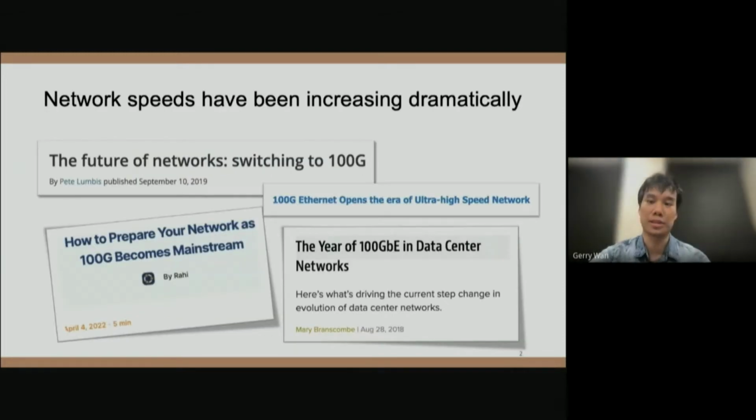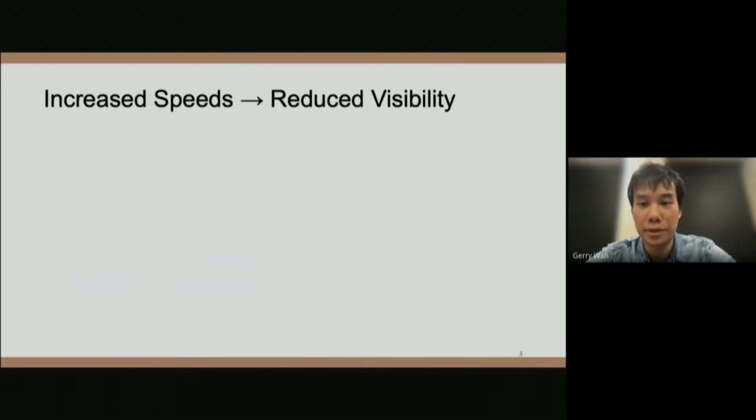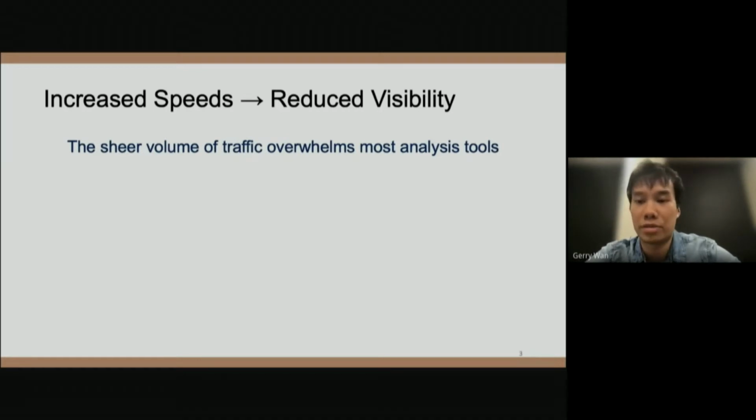So over the years, network speeds have been increasing dramatically. Today, it's common to see 100 gigabit per second networks, and even faster line rates are coming soon. However, while production network speeds have gone up, network monitoring and measurement tools haven't kept pace. The sheer volume of traffic from a 100 gig link overwhelms most analysis tools, making the possibility of answering even basic questions about high-speed network traffic extremely difficult.